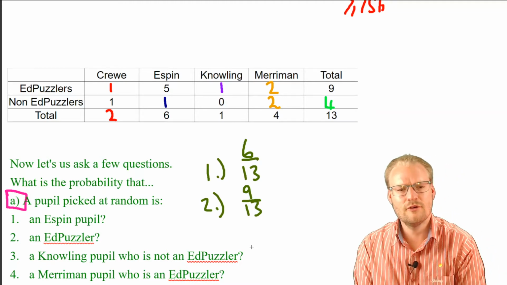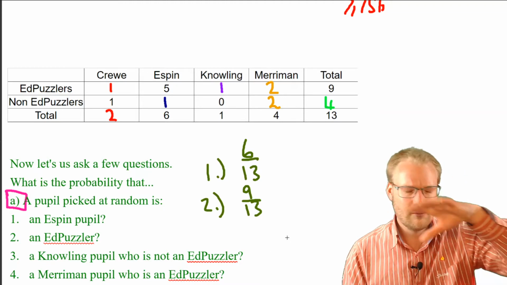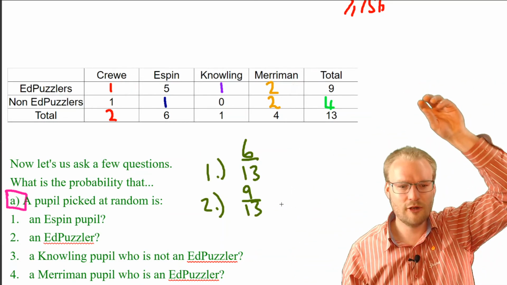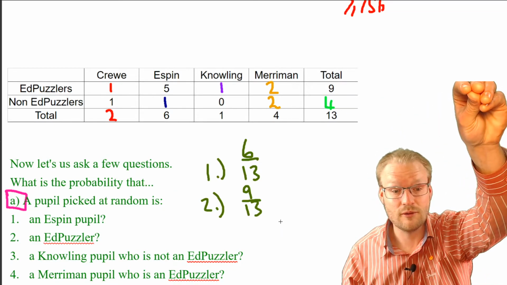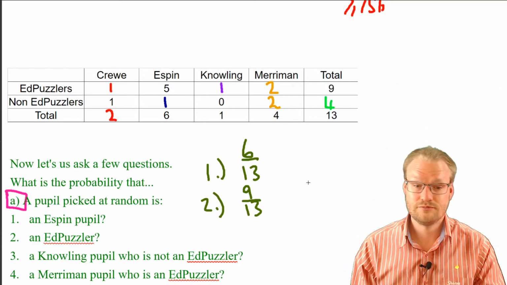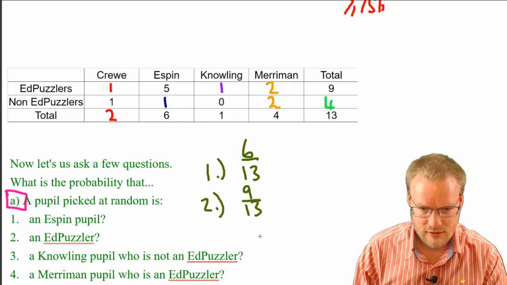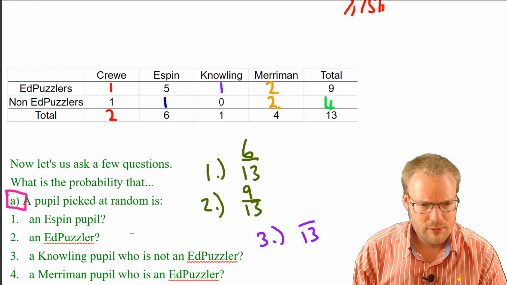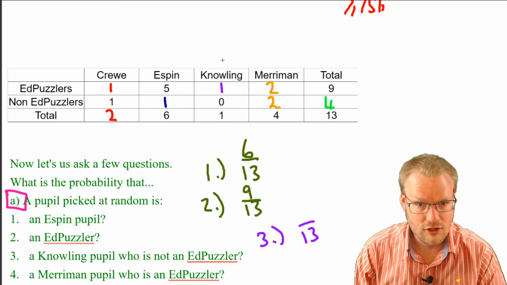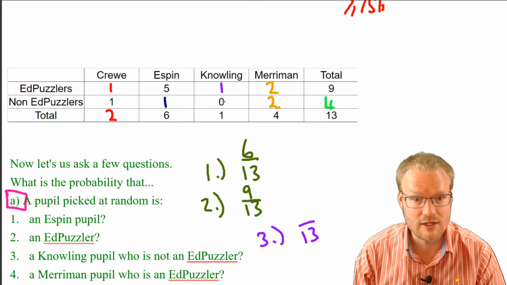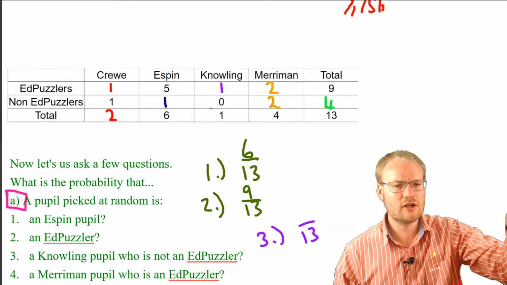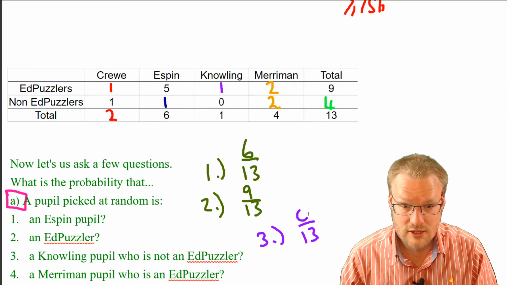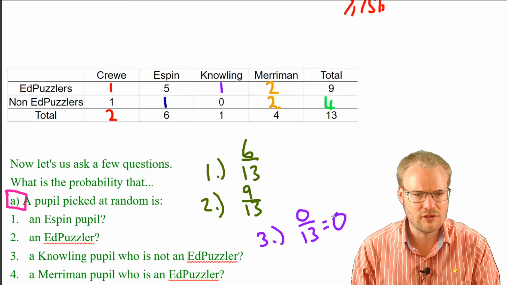Okay, now Knowling, then we can go purple. I should have gone blue there. What's the probability of picking a pupil at random, so any pupil, everyone shuffled around again, who is a Knowling pupil and not an ed puzzler? In question 3, we're still picking from all 13. Of the Knowling pupils, who is not an ed puzzler? Nobody in the class is in Knowling and not an ed puzzler. So the chance is 0, and we should simplify to 0.